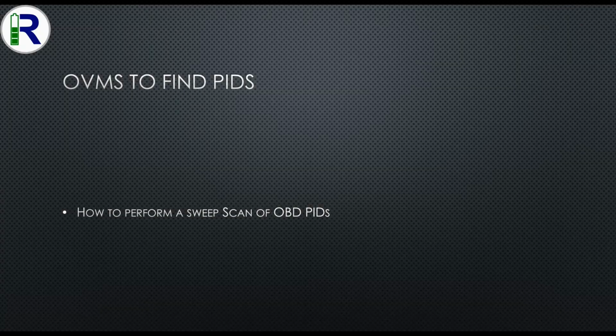So how do we perform a sweep scan using OVMS? This is a very, very simple method. All we need to do is give OVMS an address and a range of PIDs to scan. Now, the more PIDs you ask OVMS to scan, the longer it's going to take. It makes sense, really, because you're asking it to ask for more data.